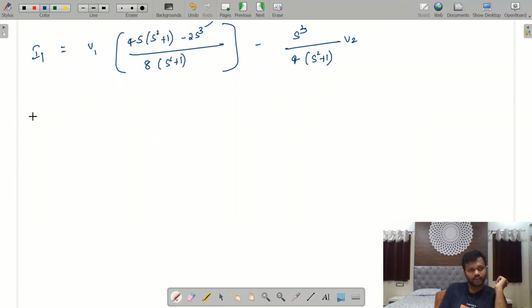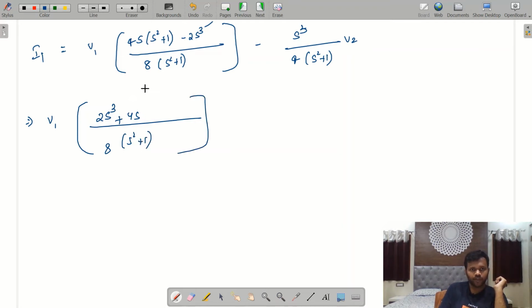Okay, but see, in H parameters we need to write V1 as a function of I1 and V2. So I will do one thing. We'll do 4 into S cube minus 2S cube means 2S cube plus 4S divided by 8 into S square plus 1. Okay, I'm bringing V1 to one side and the remaining two terms to the other side. So I1 plus S cube by 4 into S square plus 1 into V2.